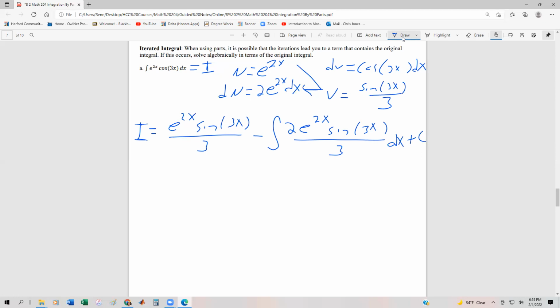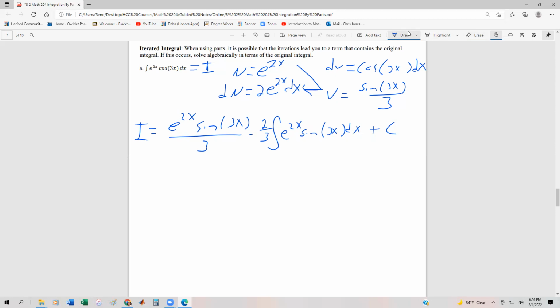It doesn't look like we've made too much headway with this. I'm going to factor out 2/3 from this, just so that I can clean it up a little bit, although it's still not going to be nice. So here's our 2/3 on the outside, and we're going to have the integral of e to the 2x sine 3x dx plus c, and this is a negative sign.